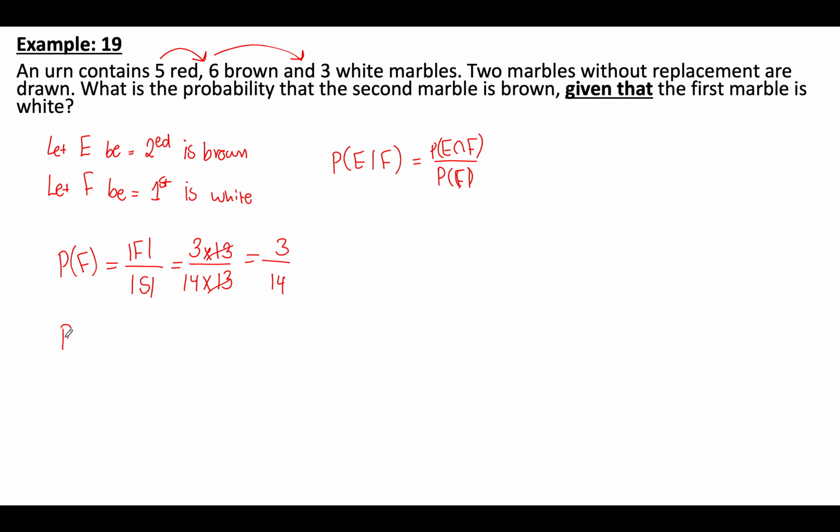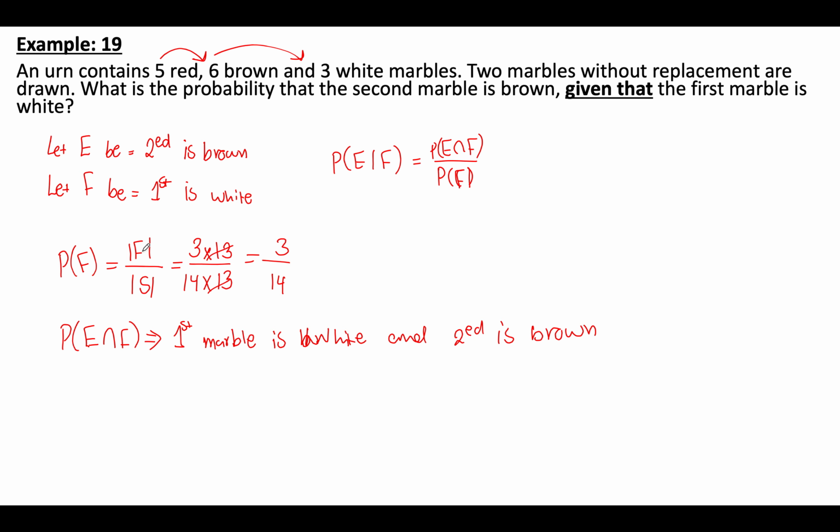Now the probability of E intersect F, which represents the first marble is white, and the second is brown.